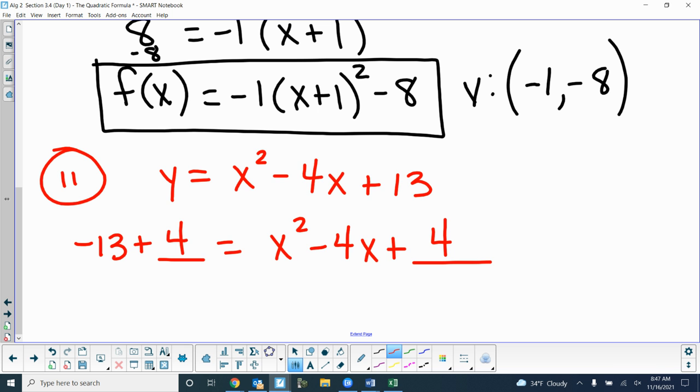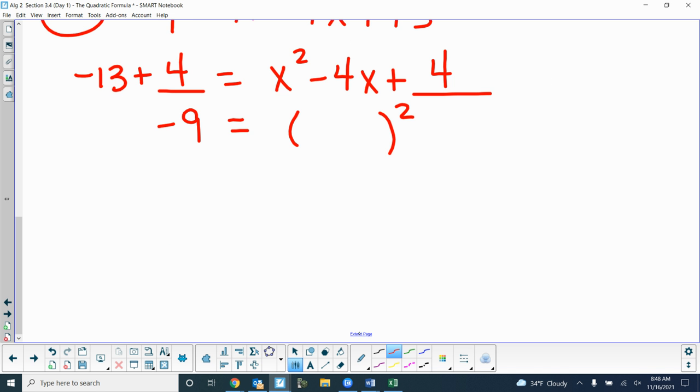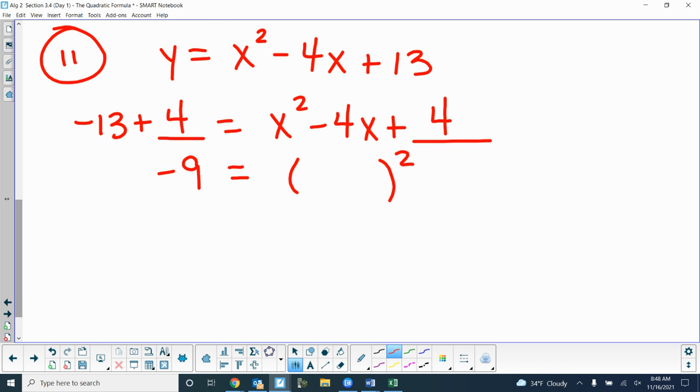It's always plus. Doesn't matter if b is positive or negative. When you square a positive or negative, you still get a positive. That's why it's always addition. On the left side, I get negative 9. And on the right side, I can factor now because we made it one of those special trinomials. The square root of x squared is x. The sign in front of the b is negative, so that's minus. The square root of 4 is 2.